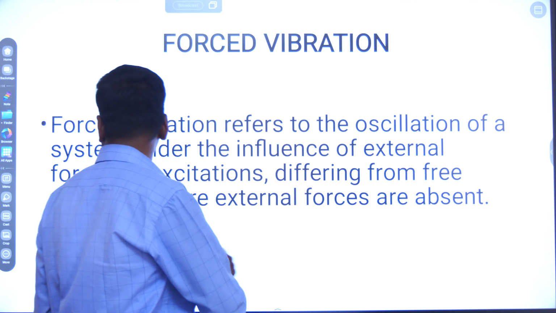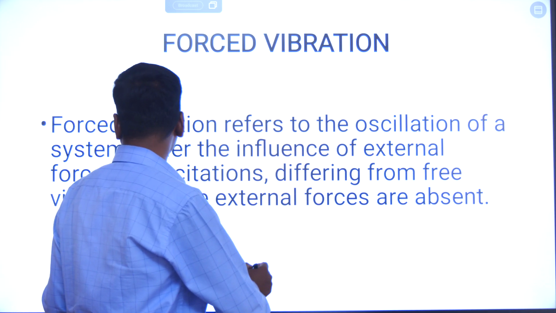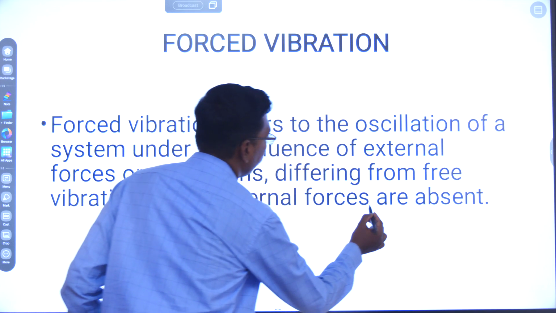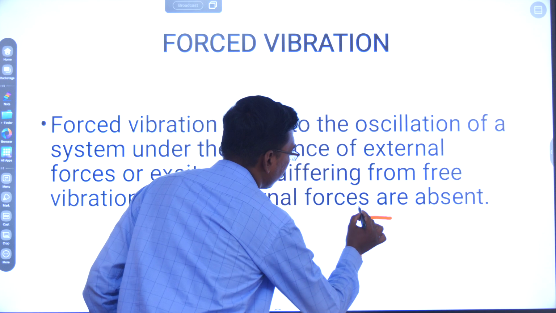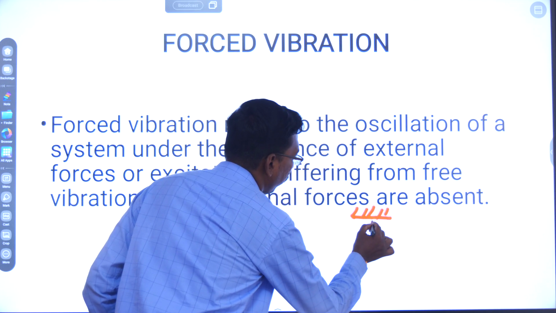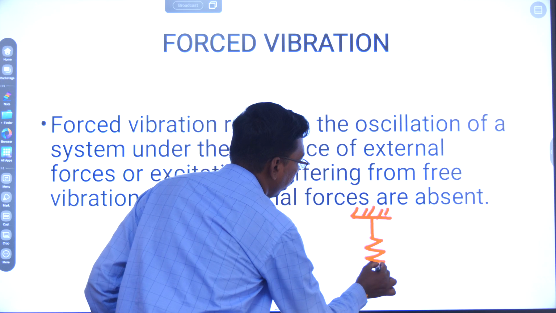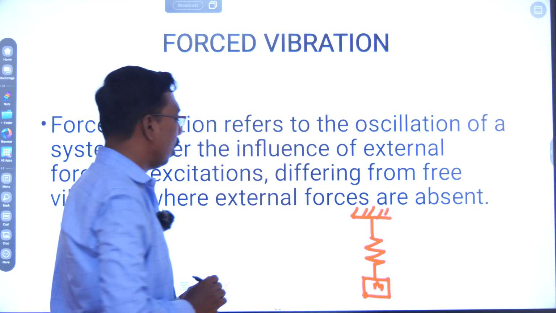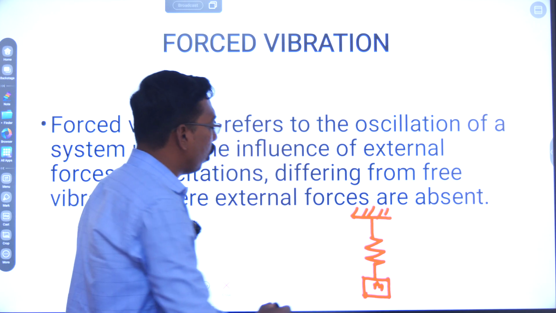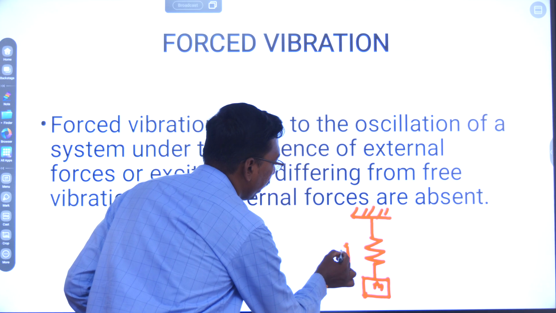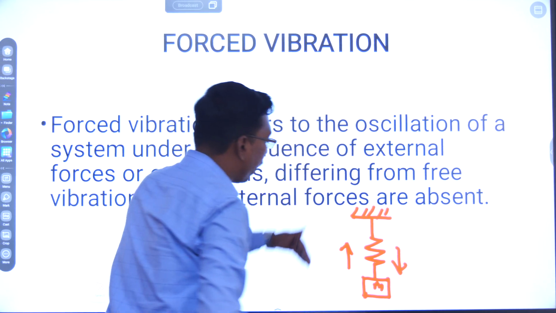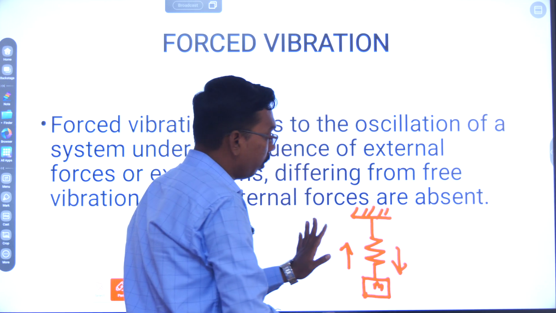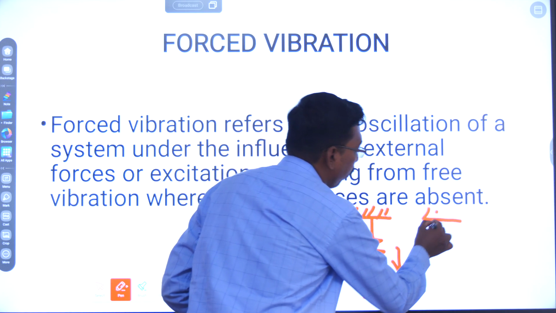For example, I will tell you one more thing. See, this is the free vibration. One spring is fixed to that material. After that, this is the mass level. Okay. So this free vibration is considered as longitudinal vibration. Longitudinal vibration means upward and downward. It looks like the longitudinal movement of the vibration. This is the continuous vibration. Okay. For example, we treat the same thing for the forced vibration.